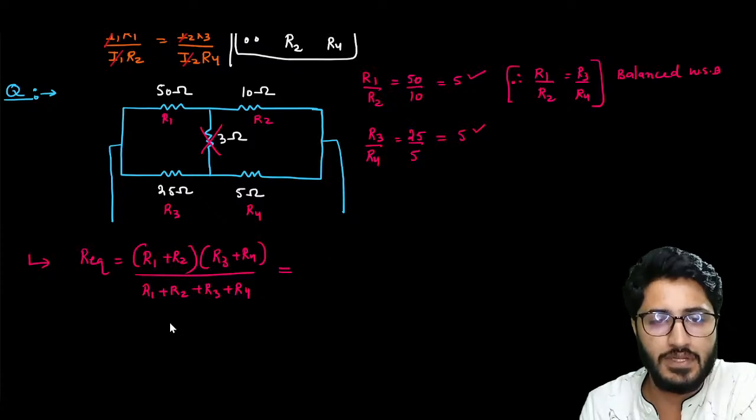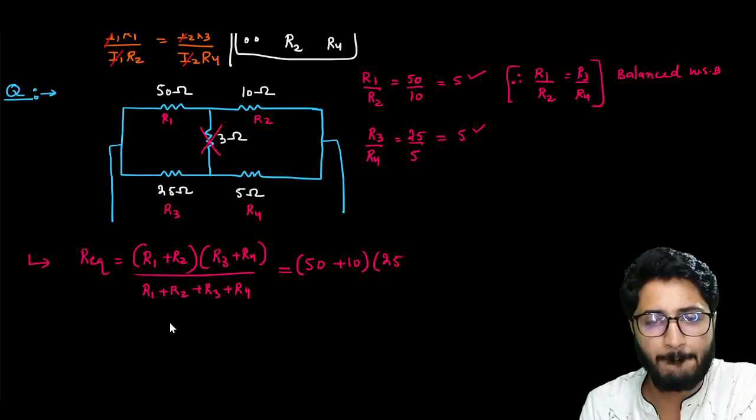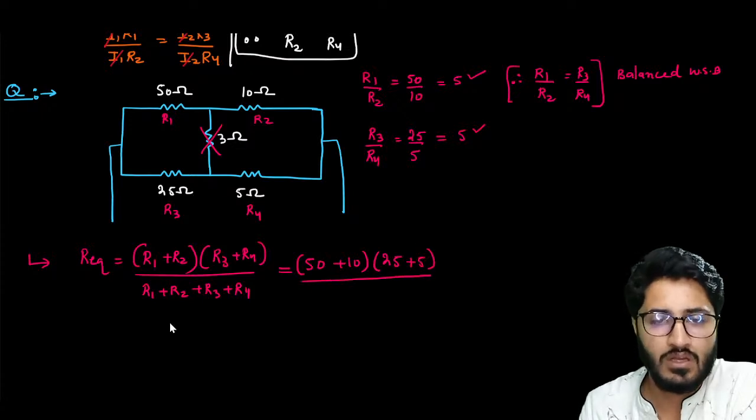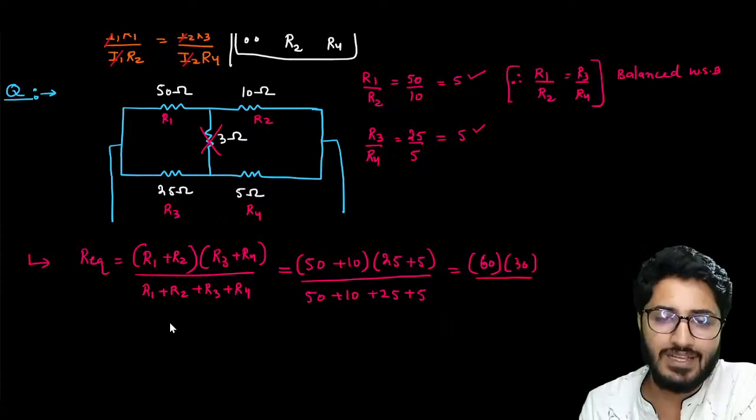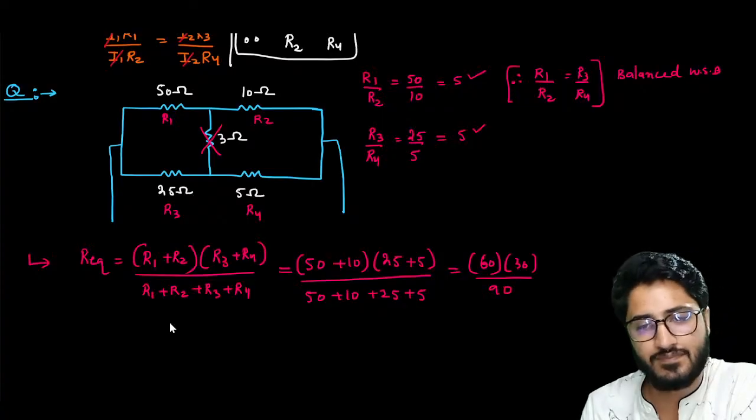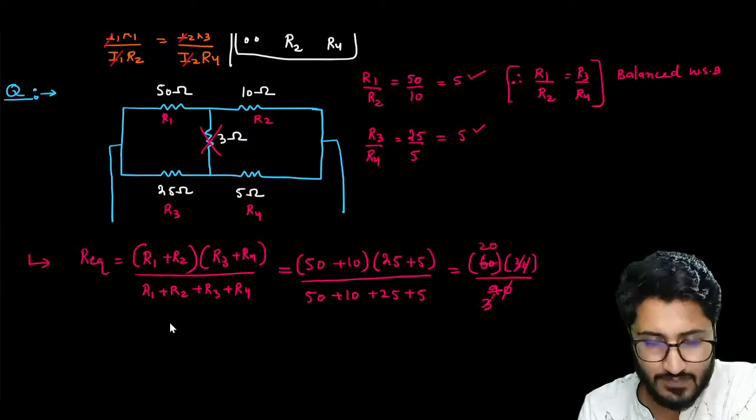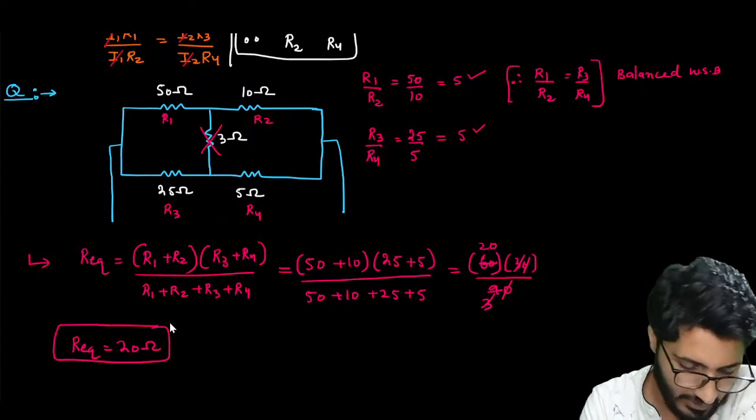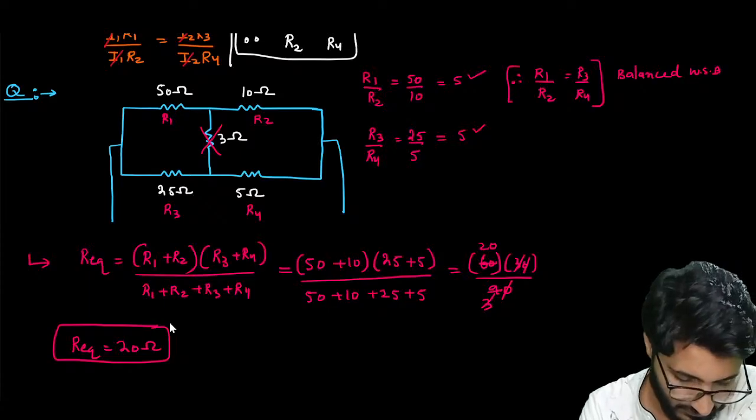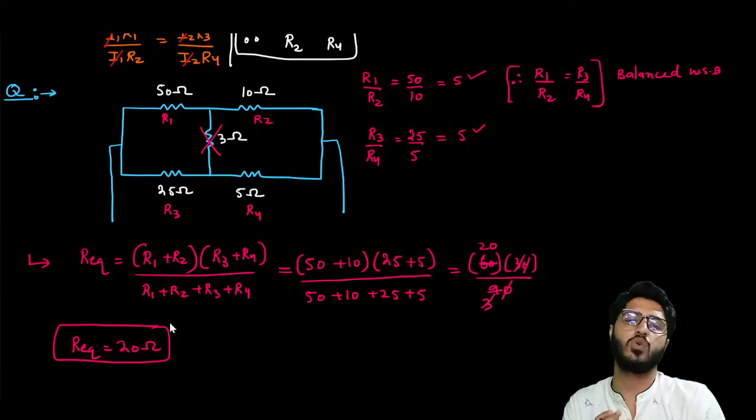So R1 is 50, R2 is 10, R3 is 25 and R4 is 5. So you can write 50 plus 10 plus 25 plus 5. 50 plus 10 is 60, then 30, divided by 90. Zeros cancel out. 3 1s are 3, 3 3s are 9, 3 2s are 6. It is 20, I guess. So my R equivalent came out to be 20 ohm. So this is how you need to get this answer.